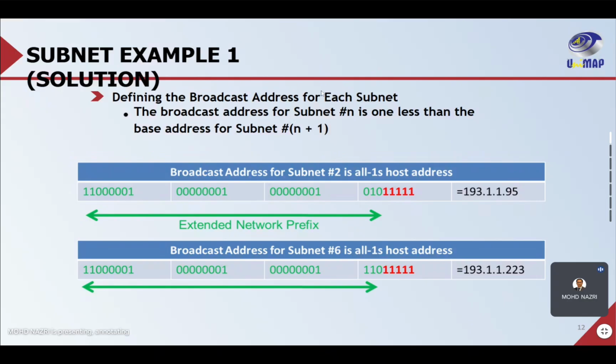So yang ini dia punya all 0 and all 1. So dot 192 untuk network address. This one for dot 223 for broadcast. Okay. Yeah.